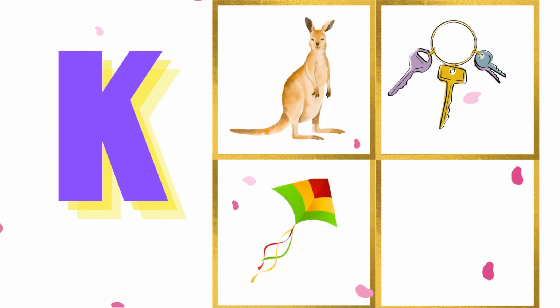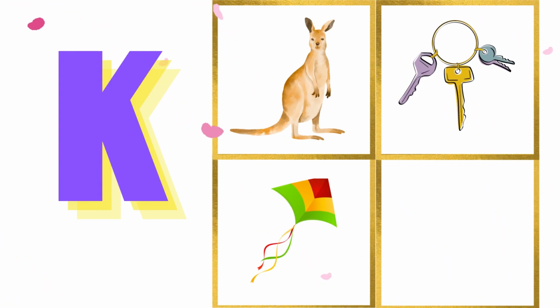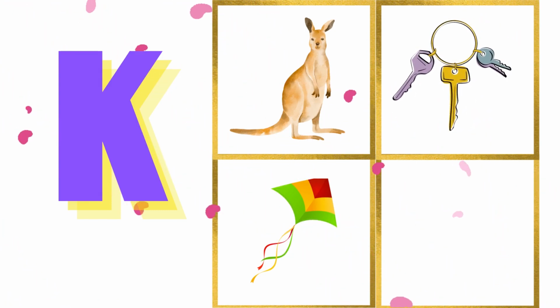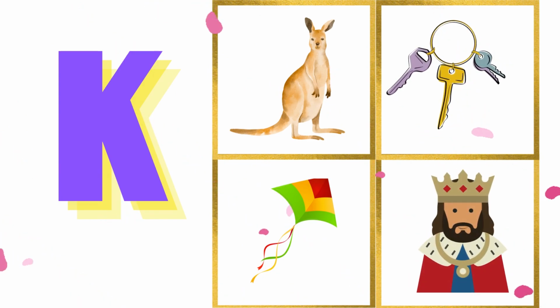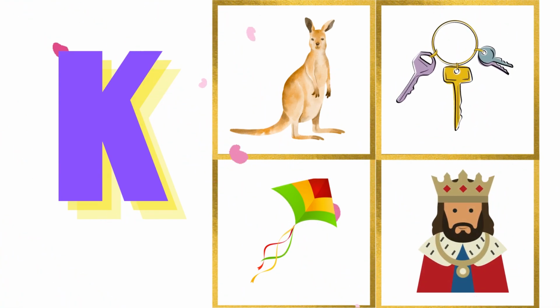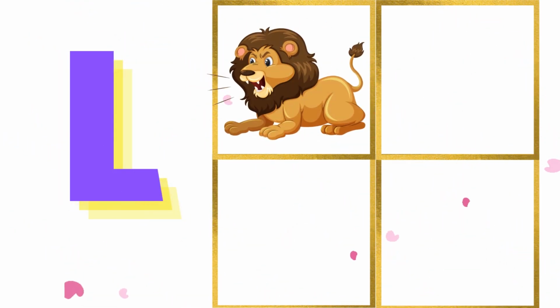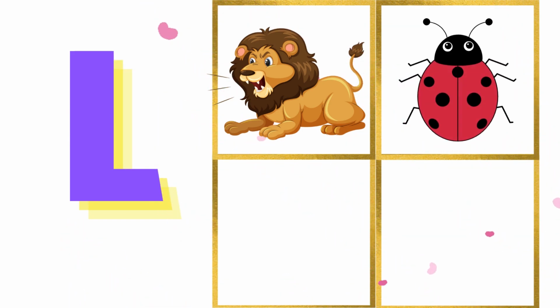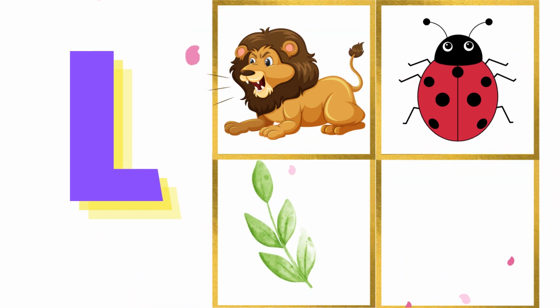K for kite. A, B, C, D, E, F, G. K for king. H, I, J, K, L, M, N, O, P. Q, R, S, T, U, V. L for lion. W, X, Y, and Z. Now I know, L for ladybug. ABCs. Next time won't you sing with me? L for leaf. L for lollipop.